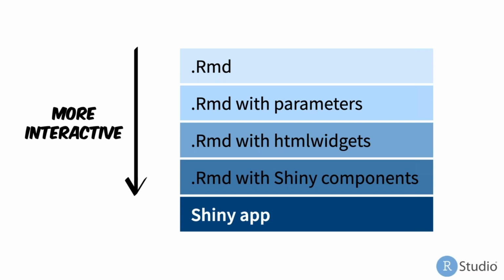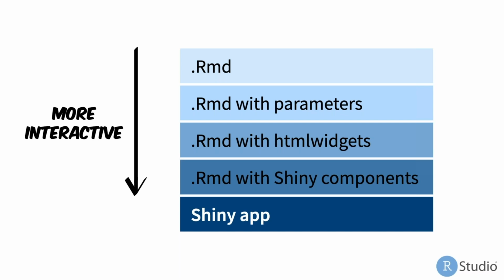Maybe you have an RMD with parameters, so now you can create mini reports from a single master report. You could add HTML widgets for front-end interactivity that doesn't require a server backend and gives you a kind of fancy, Shiny-esque interactivity, but you don't have to have it hosted with a Shiny backend. And then you could fully put a Shiny component onto it. So have a Flex dashboard or an R Markdown-based source with Shiny runtime.